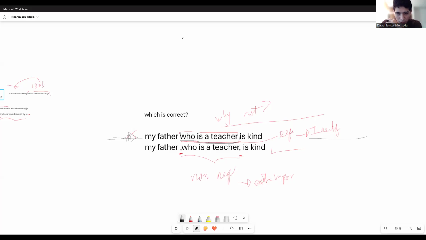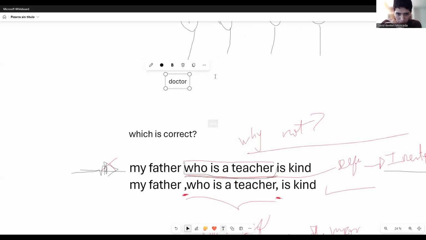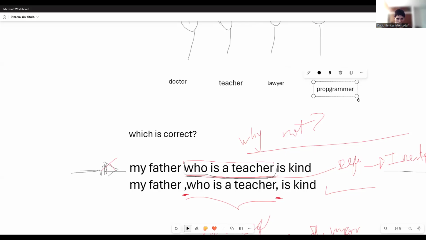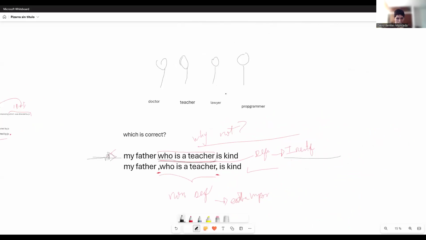So look at this. What I understand is like, look at this. 1, 2, 3, and 4. You have, for example, maybe a doctor and a teacher. And then you have maybe a lawyer, and then you have maybe an engineer or a programmer. Look at this, David. If you say, who is a teacher without commas, it means that you need to identify because you have more than one father.